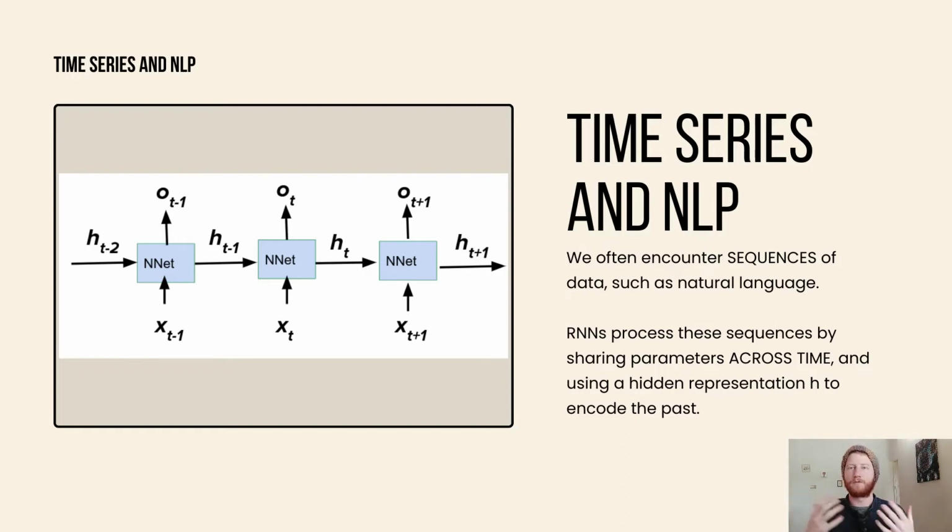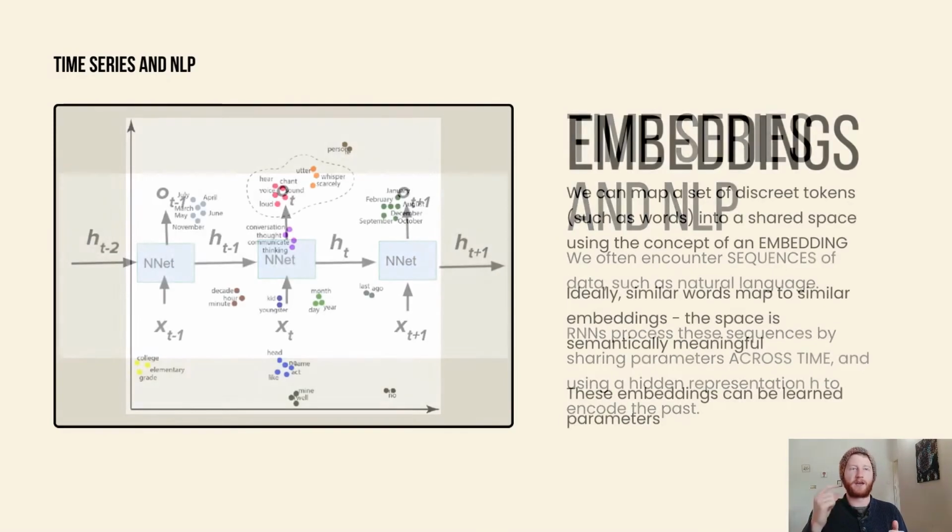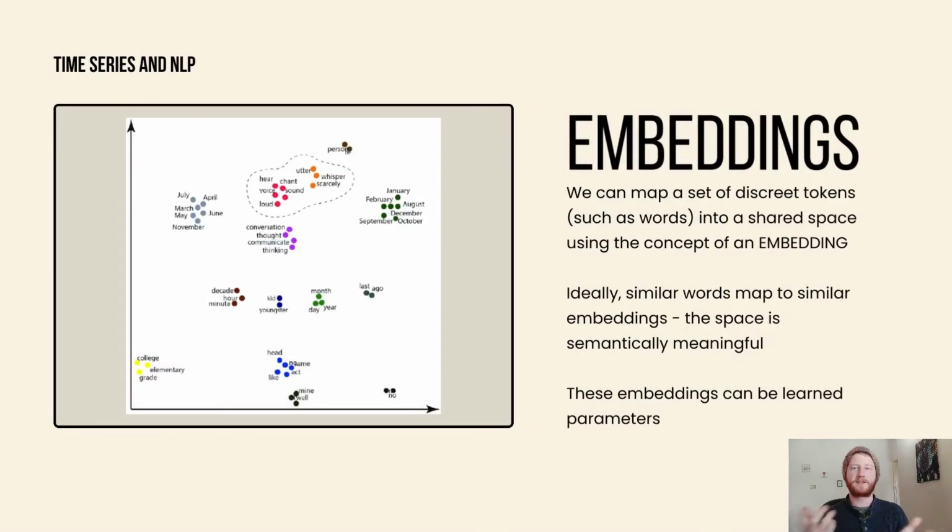But how do we work with something like words, which are just discrete entities, with one of these sequence models that still expects a numeric input X? And the answer is something called embeddings. So this is a very popular idea. We're going to take some sort of discrete tokens and we're going to map them into this sort of shared space, this embedding space. And this is the idea of an embedding.